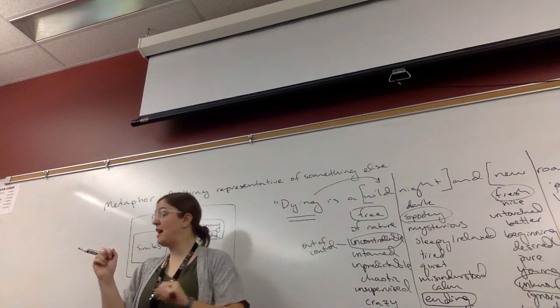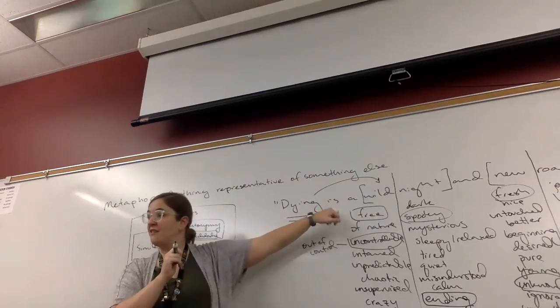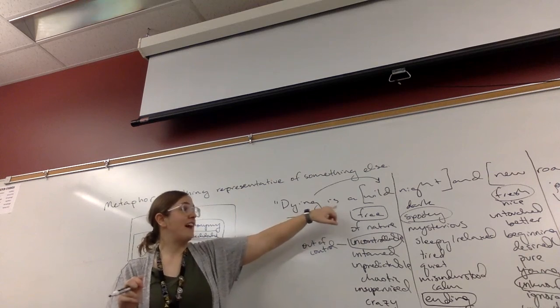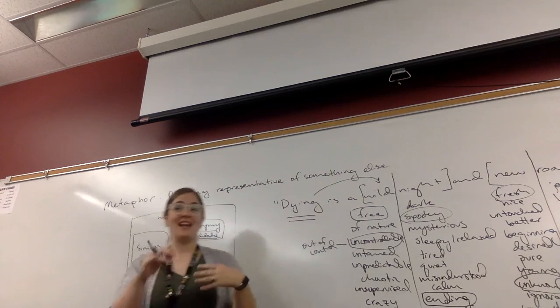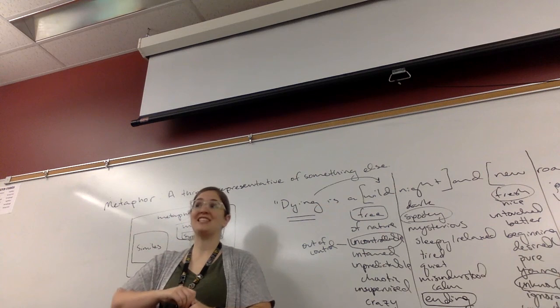So what you're going to do now, talk to the person next to you, figure out what the effect of these metaphors are. That's what you're writing down on the paper. So what are the effects of the metaphors of wild night and new road, comparing those to dying? What is she trying to suggest dying is like?